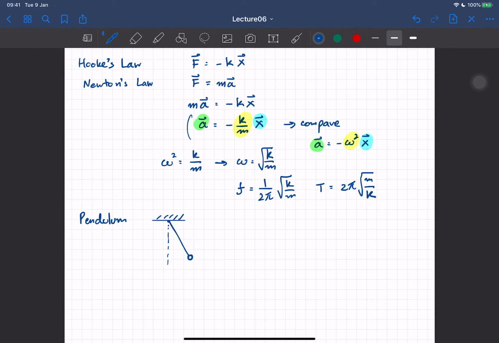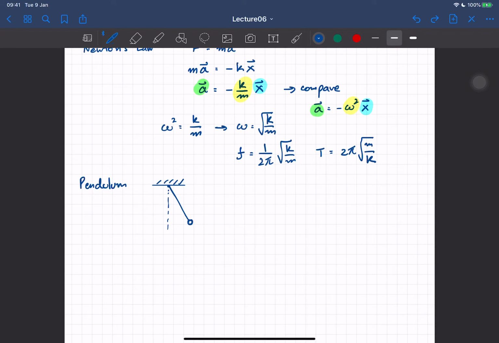We're going to try to put everything in this form, and then read off omega. But it's going to be a little bit different. So this might not be totally clear to you in the first hearing. So just go back and try to understand this later.